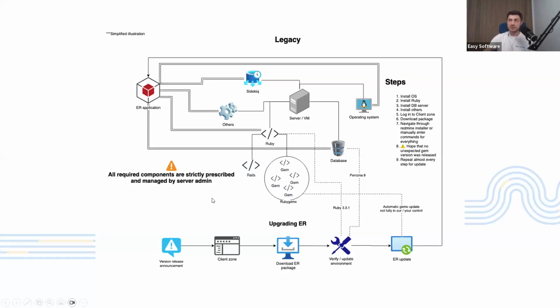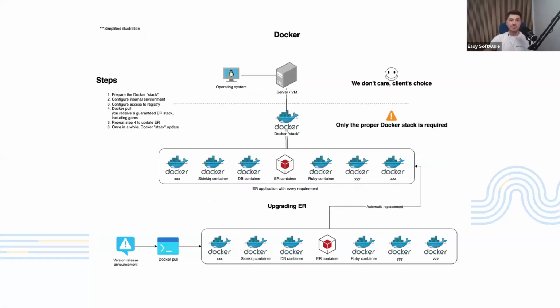The new approach, the Docker diagram: basic configuration, a Docker pull, and you get all components ready and compatible by default. Fewer steps, much smaller room for error, fewer wrinkles on your admin's faces, which is going to make everyone happy. The gems can't throw a wrench into the process. The operating system availability is miles ahead of the legacy process. Now the client has choices that don't directly corrupt their Easy Redmine installation.